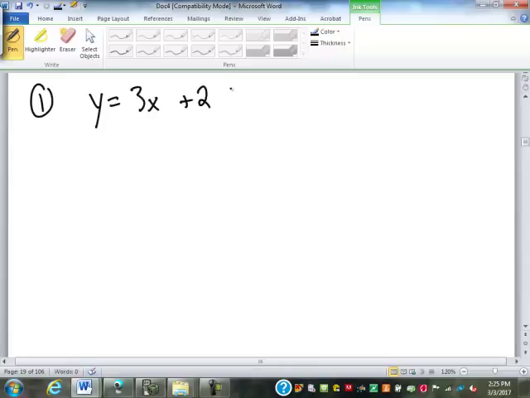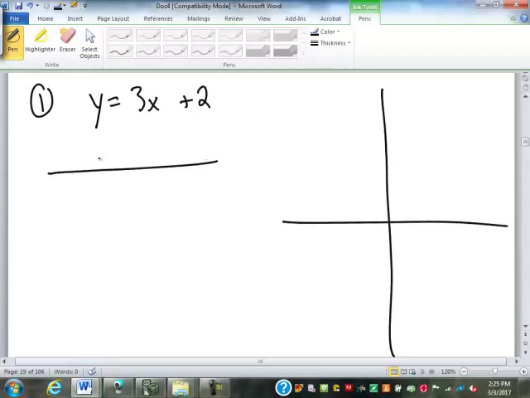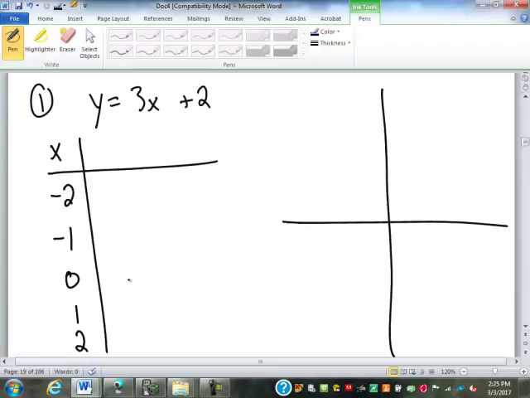Okay, so the first one on this worksheet is very, very similar to the one we just did. Y equals 3x plus 2 instead of y equals 3x plus 1. So I gave you here a table where I have negative 2 for x, negative 1, 0, 1, and positive 2. So I gave you those values for x. Now, in order to fit them on the worksheet, I cut you a little bit short of space for y.